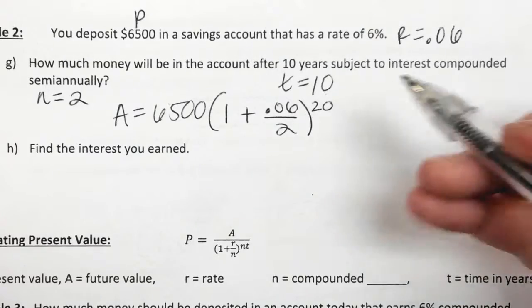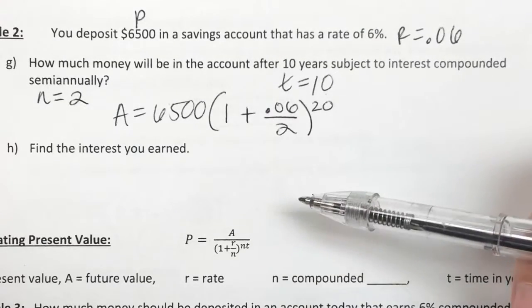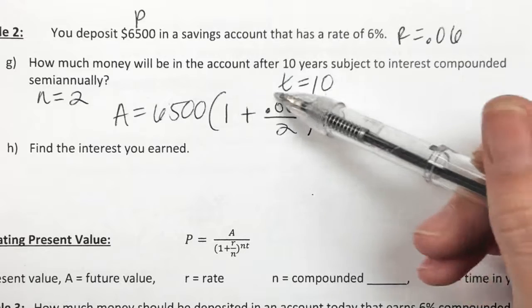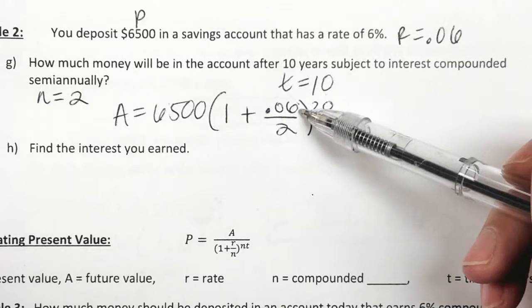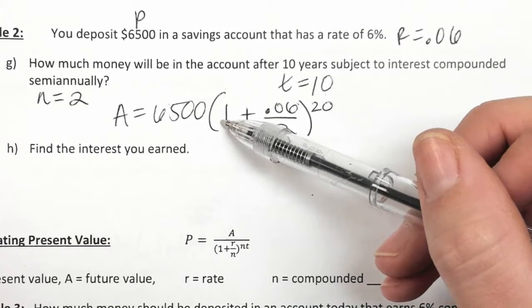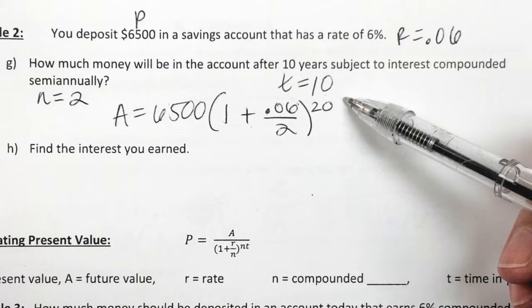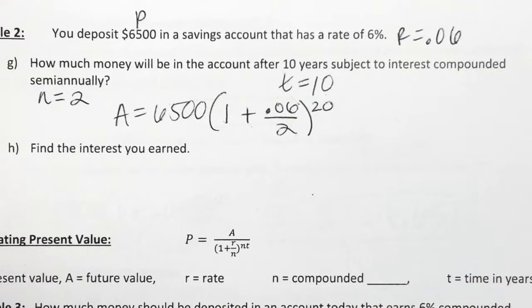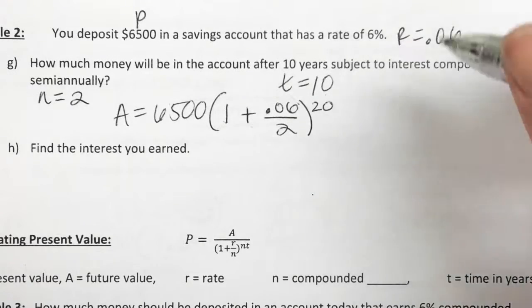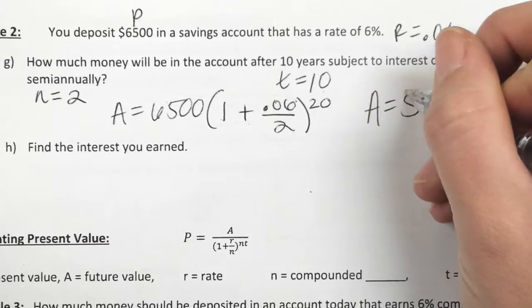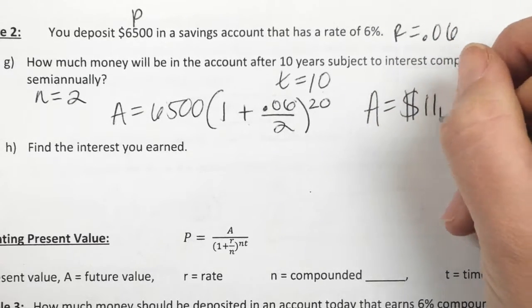Alright, so if you're doing this in your calculator, what do you type in first? 0.06 divided by 2. Good. Hit enter. 0.03. Plus 1, 1.03, to the 20th power. Enter. Times 6,500. Austin, what's going to be our final answer? 11,739.72.